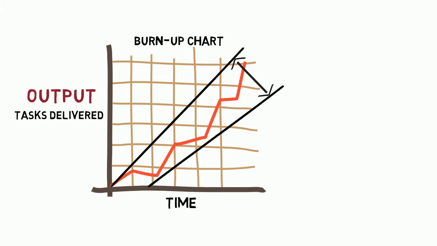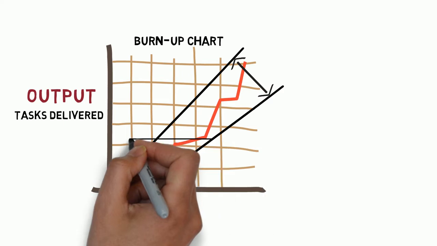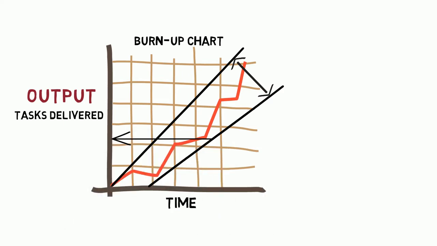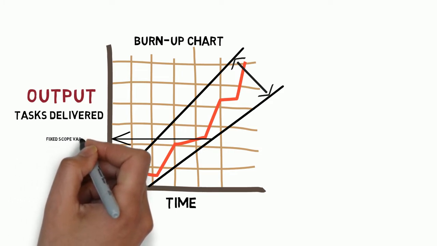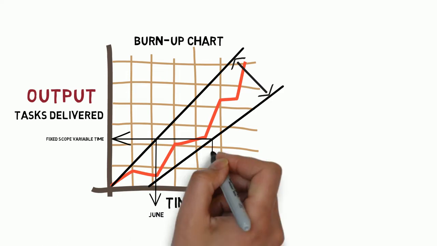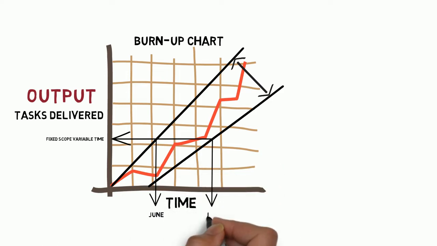So, back to expectation management. Suppose the stakeholders ask Mary, "When will all of this stuff be done?" Or, "When will we be here?" That's a fixed scope, variable time question. So Mary uses the two trend lines to answer. Most likely it is sometime between June and mid-July.